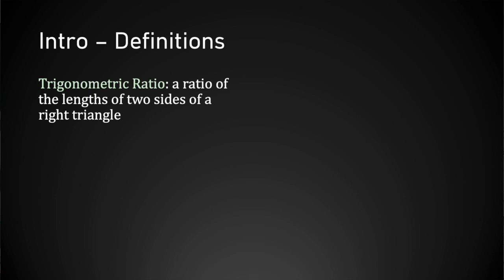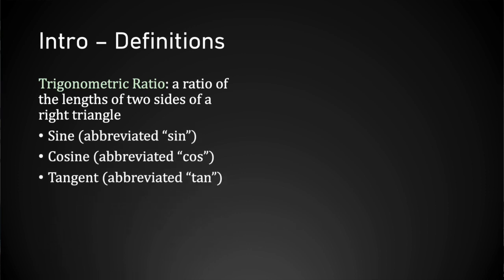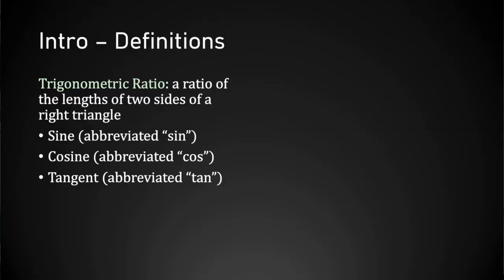For our purposes, it has to be a right triangle. The three that you need to know about are sine, cosine, and tangent. We abbreviate them as sin, cos, and tan, but even when they're abbreviated like that, we still read them as sine, cosine, and tangent. Kind of like how you don't call me M.R. Wilson. You know that M.R. is an abbreviation, and you read it as Mr.